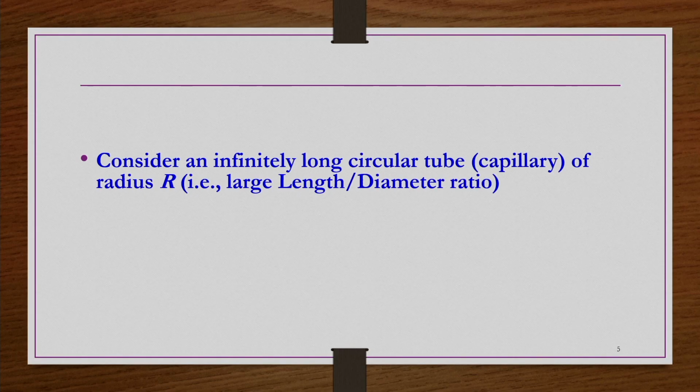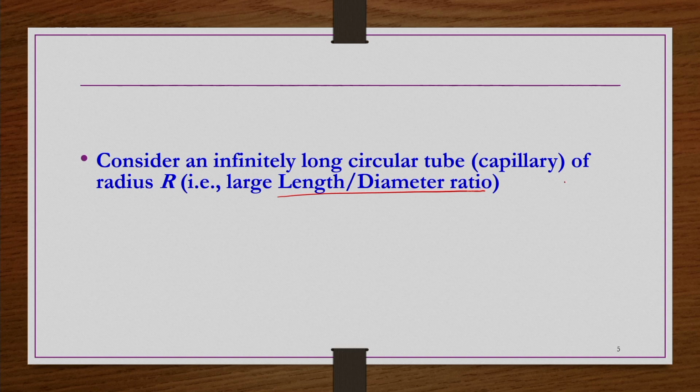That is what we are going to do now here. Okay. So, we see what these relations are exactly by development here. So, now consider an infinitely long circular tube, which is a capillary of radius r, so that you can have a large length by diameter ratio, which is more than 150 or 200, something like that, right.